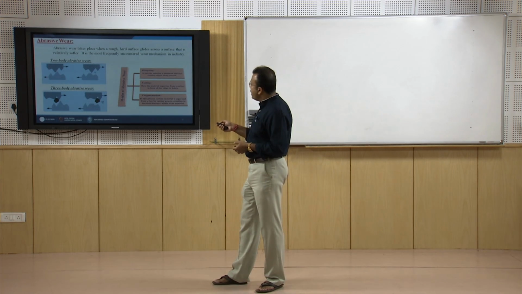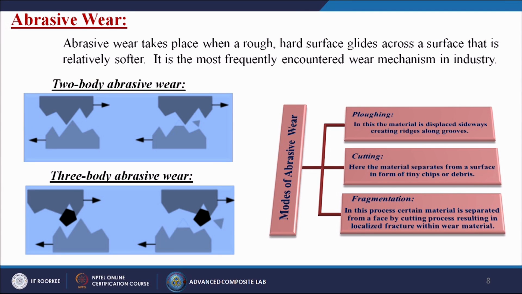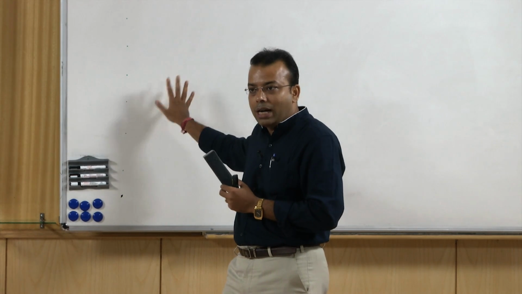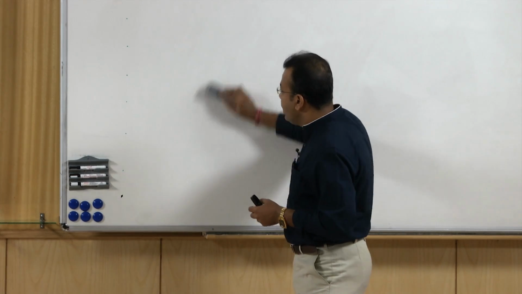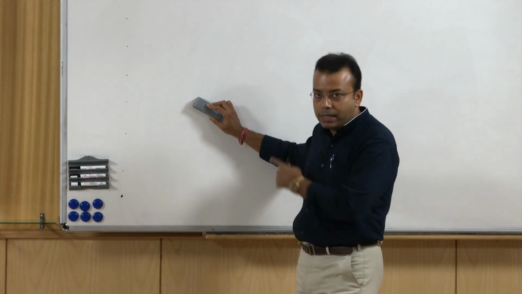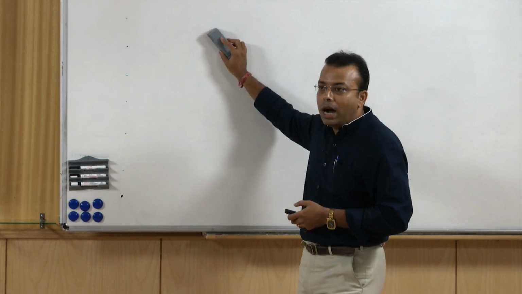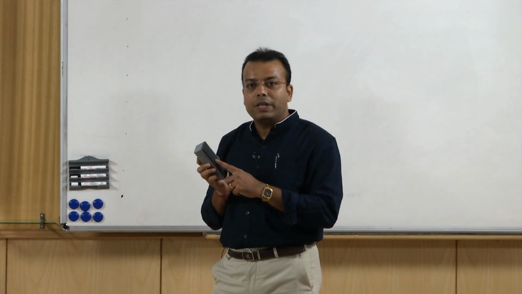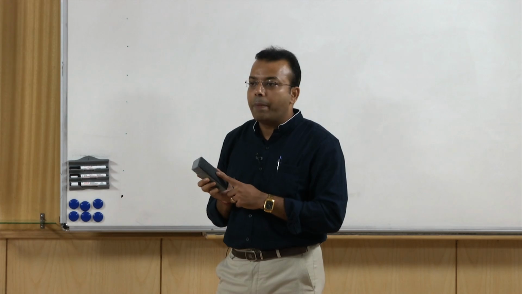Abrasive wear takes place when a rough hard surface glides across a surface that is relatively softer. The best example is this duster. The duster is the softer one and we have the blackboard, which is the harder one. When I am trying to rub it, this softer material is rubbing continuously onto the harder surface. Whatever wear takes place over here is known as the abrasive wear.